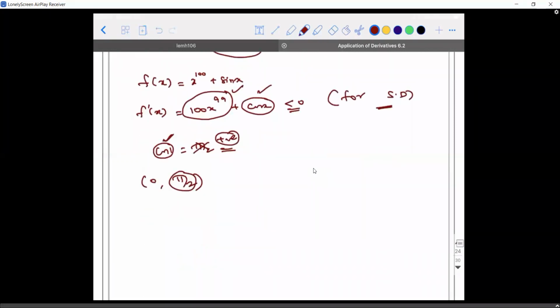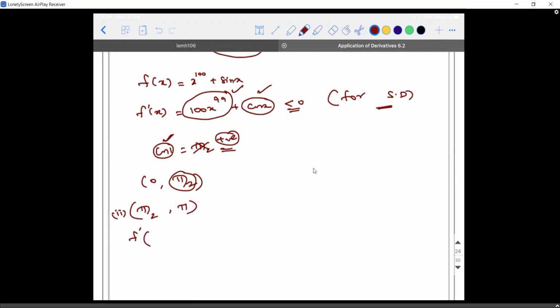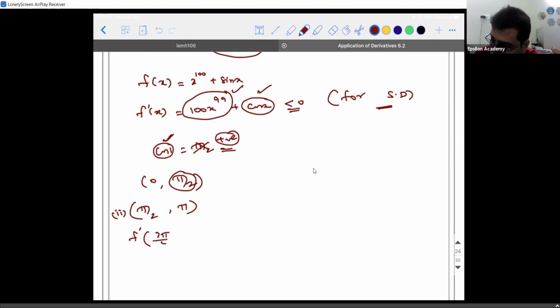Yes, sir. So for the second case, when I talk about pi by 2 to pi, listen to this very carefully. Suppose I substitute any value in f dash of x, for that matter, pi by 2 is 90 degrees, pi is 180 degrees. If I substitute 3 pi by 4 for that matter, 3 pi by 4 in terms of number is what?